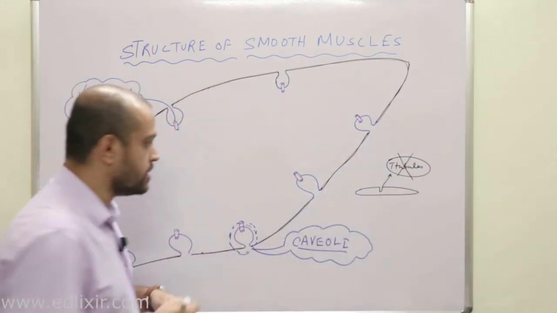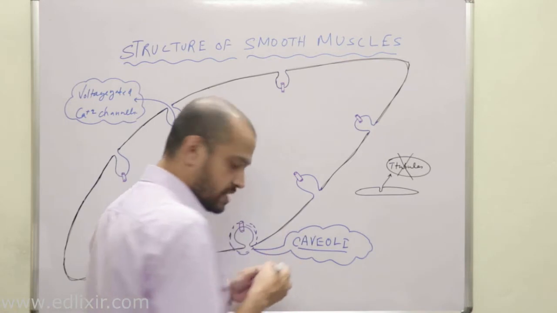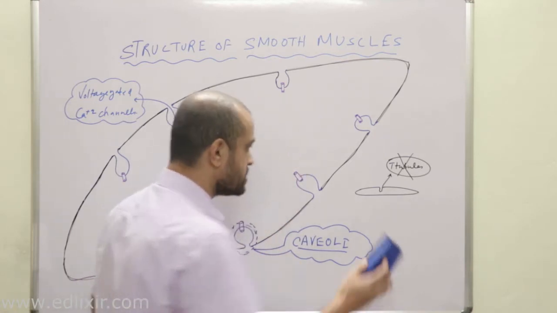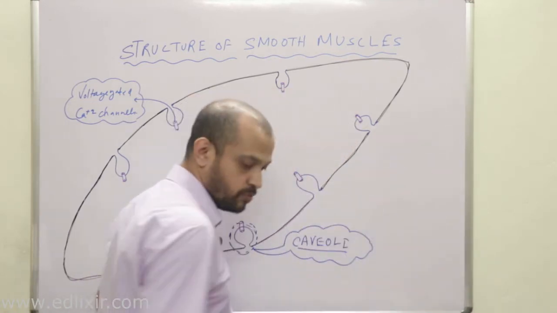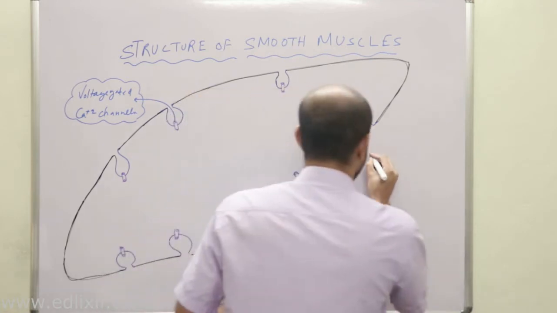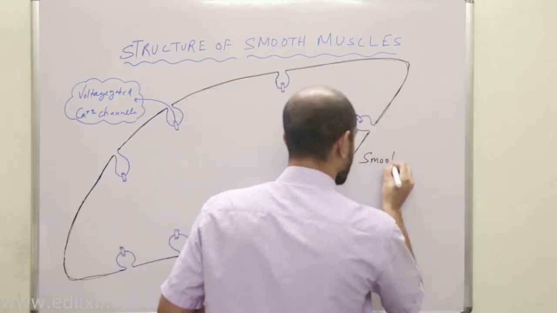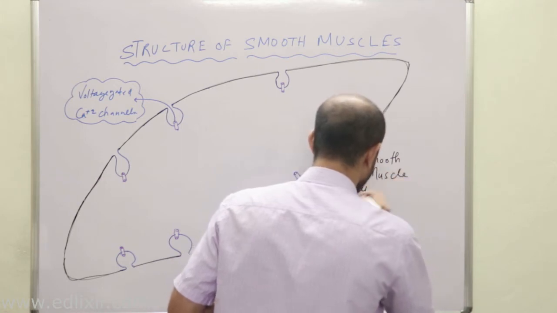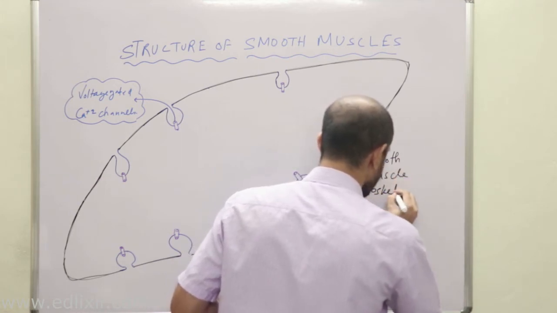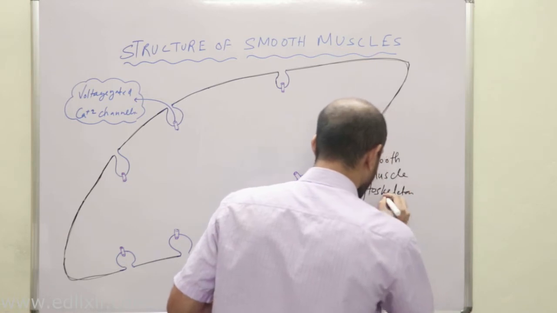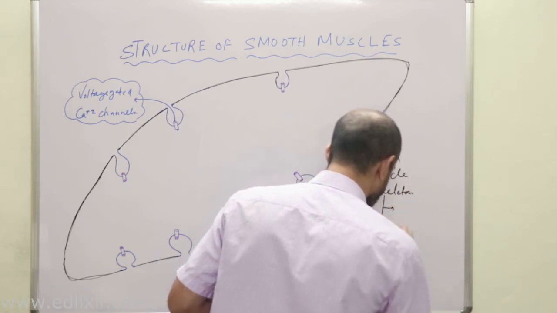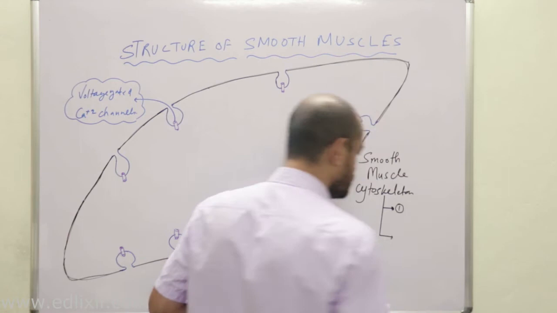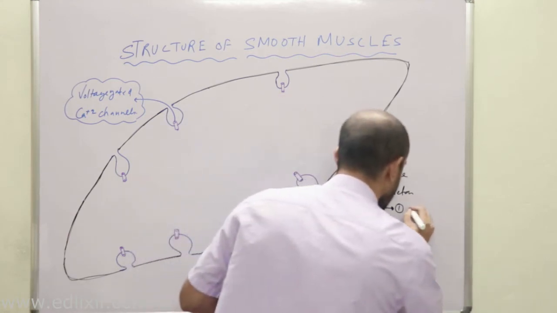Now listen. Smooth muscle cytoskeleton is made up of mainly two proteins. Smooth muscle cytoskeleton is actually made up of two main proteins. Number one, desmin.